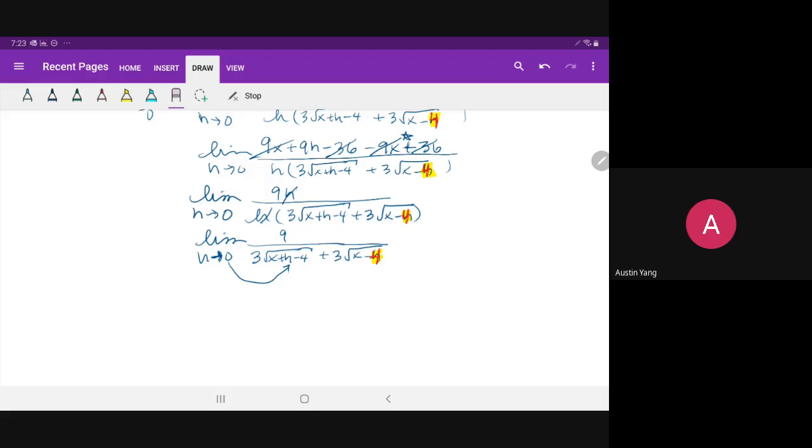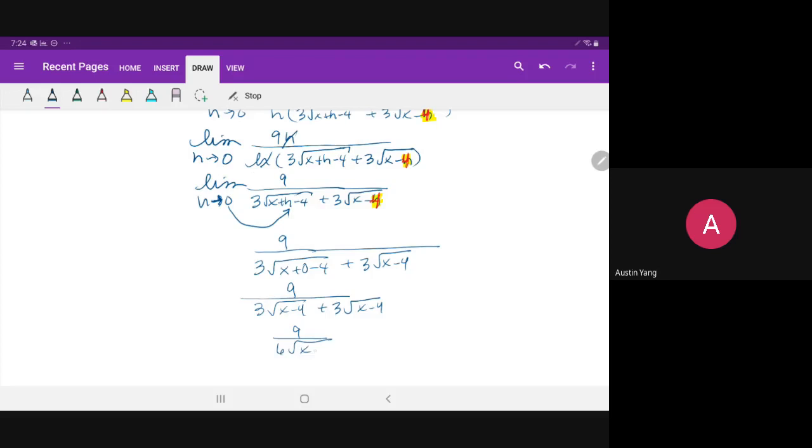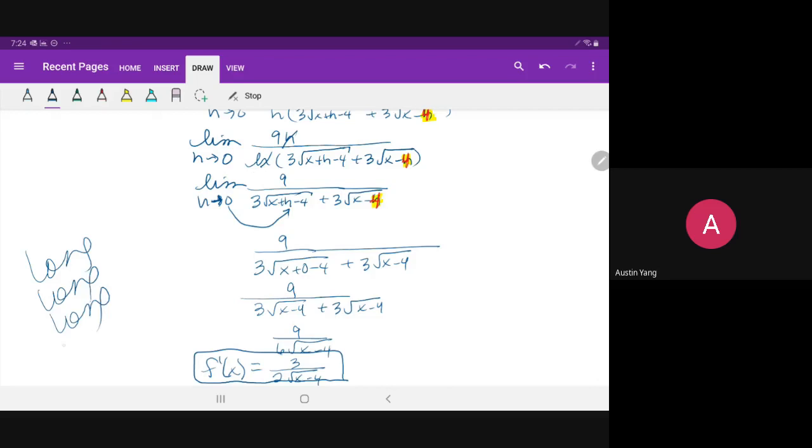Okay, so 9 over 3 radical x plus zero minus four plus 3 radical x minus four. That's 9 over 3 radical x minus four plus 3 radical x minus four, which is 9 over 6 radical x minus four, which is 3 over 2 radical x minus four. So this is actually the slope equation for that square root graph. Now, that is the long, long, long way. This is called definition of the derivative.